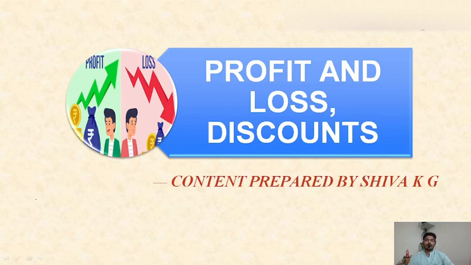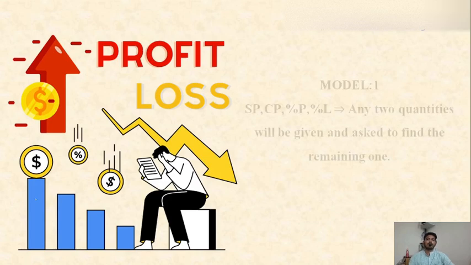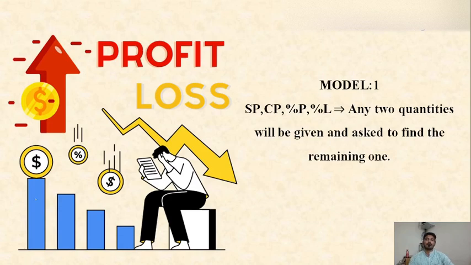So in this session we will try to cover some of the basic questions on profit and loss model-wise. So let us consider the first model. The first model on profit and loss is basically on selling price, cost price, profit and loss. Among these four values, any two quantities will be given. Either selling price or cost price, or either profit or loss, any two of these four quantities will be given, and we are asked to find the remaining ones.